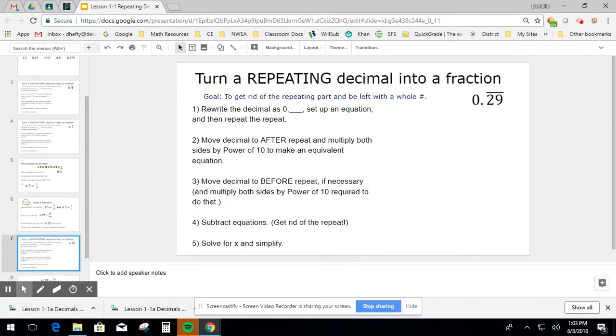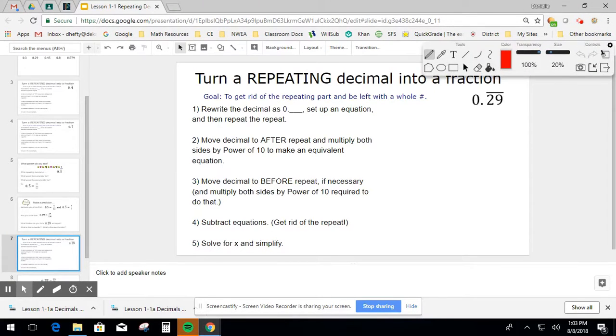And now let's take a moment and figure that out. We're going to use our steps to see if we can come up with this answer. Same process as before. 0.29 repeating. Write the decimal, set up our equation. Okay, it already starts with 0, so x equals 0.29 repeating. 29 is repeating. 29 would continue on forever and ever.